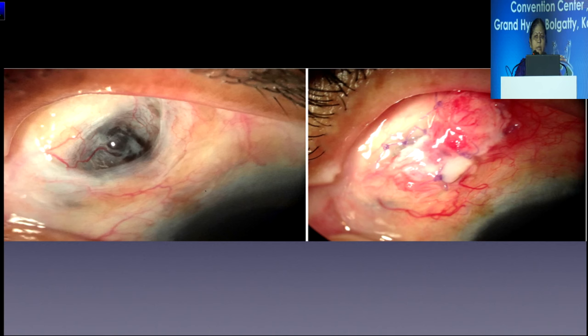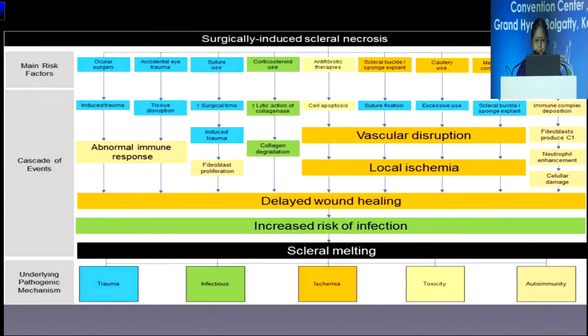And this is another such patient who had recurrent inflammation, a one-eyed man, a high myopic patient who had recurrent scleritis in the post-operative period. And this is the area of thinning that he has with protrusion of the uveal tissue, which he subsequently underwent a patch graft in that area.